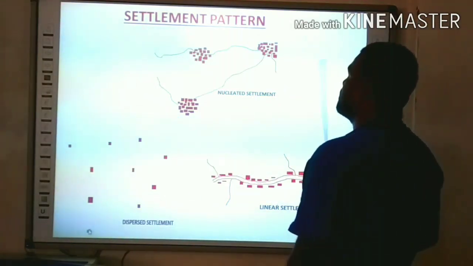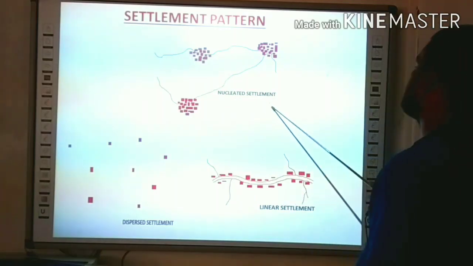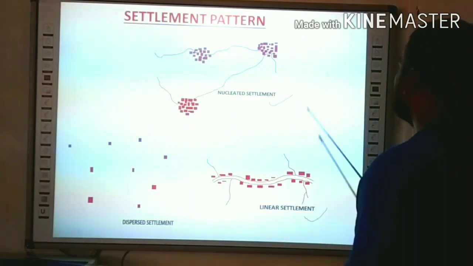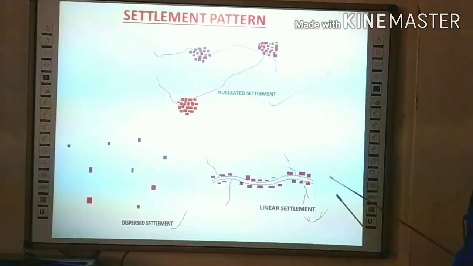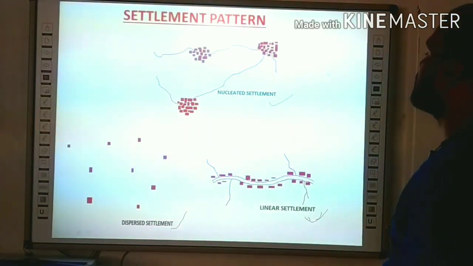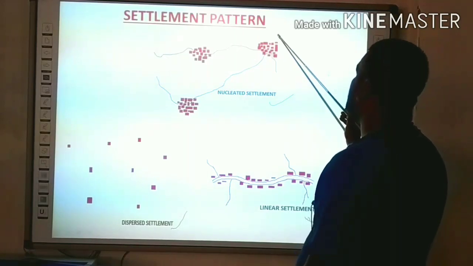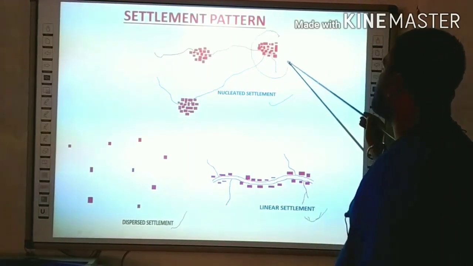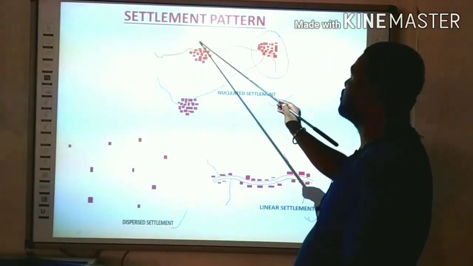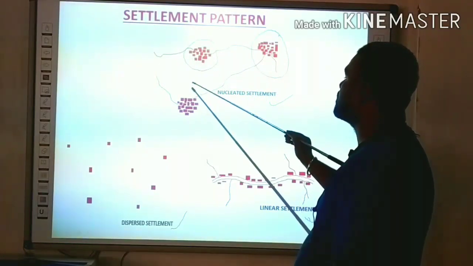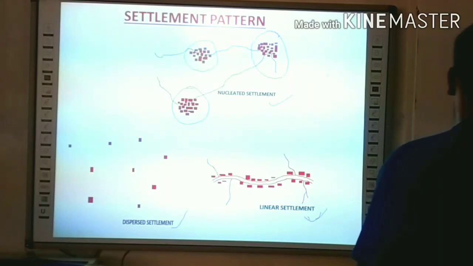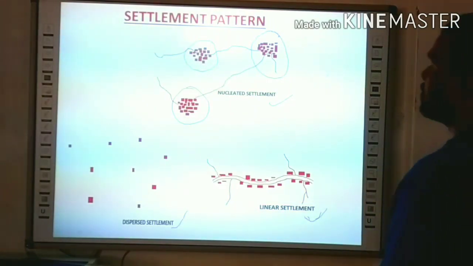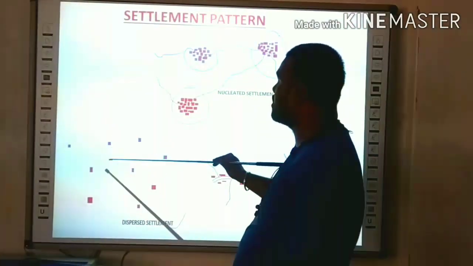Here you will find 3 types of settlement generally: nucleated settlement, linear settlement or dispersed settlement. Now what are nucleated settlements? These are shown in red color, and they are very close to each other. Hence one can see permanent huts in a cluster with a post office, hospital, school, temple and mosque.